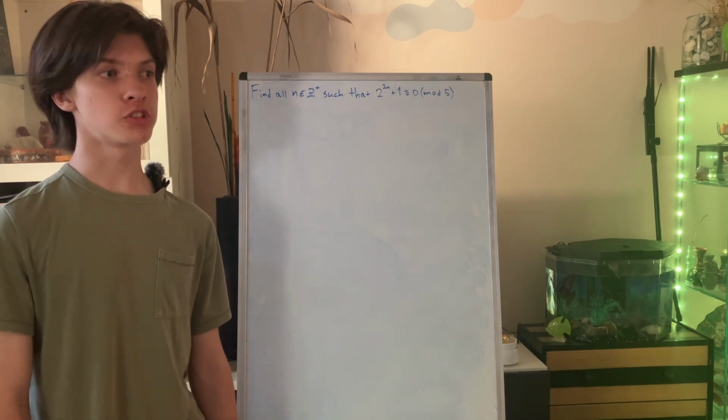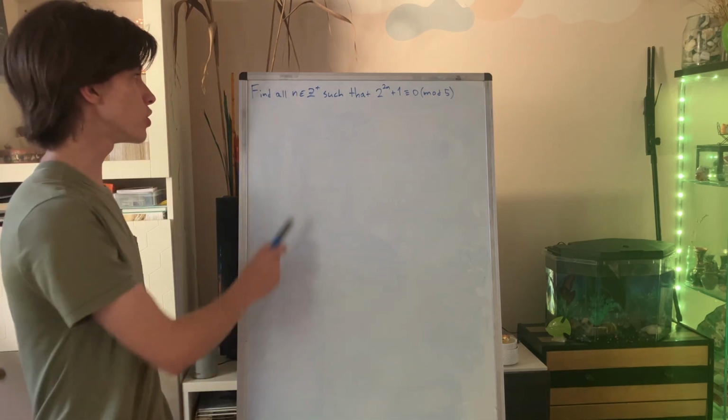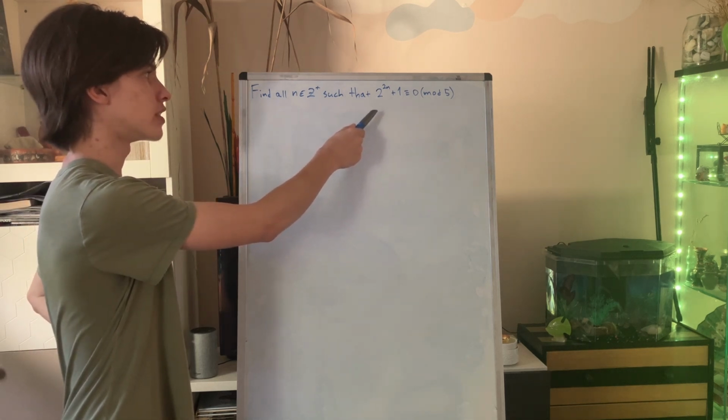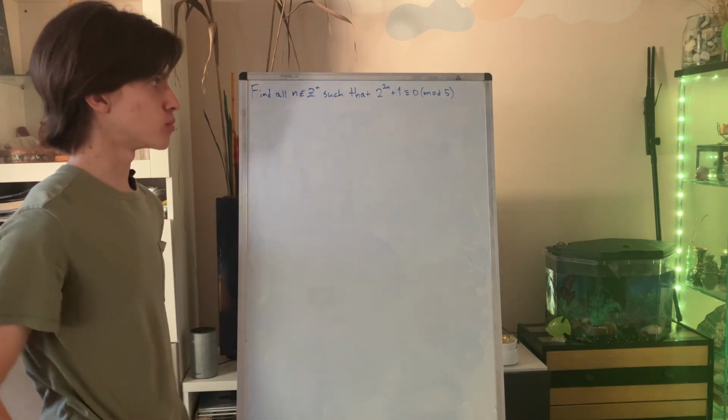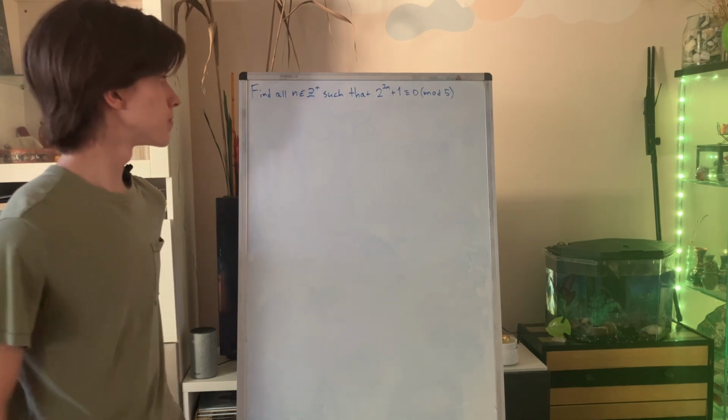Welcome guys, today we're going to be solving a very interesting modular congruence. We have to find all n in the positive integers such that 2 to the power of 2n plus 1 is divisible by 5. In other words, congruent to 0 modulo 5.